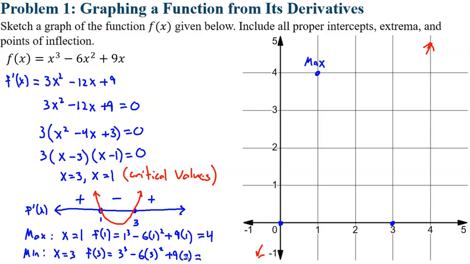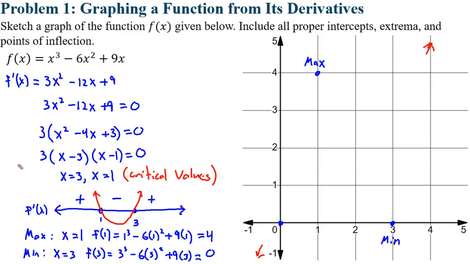I could do a little arithmetic in my brain here, or I can recognize that I already have the 3 right here. We know it's going to be a 0. All right, so that'll be my minimum value here. So we've got our intercepts, our max, and our min. We could just connect the dots from here, but I also want to come up with the points of inflection.